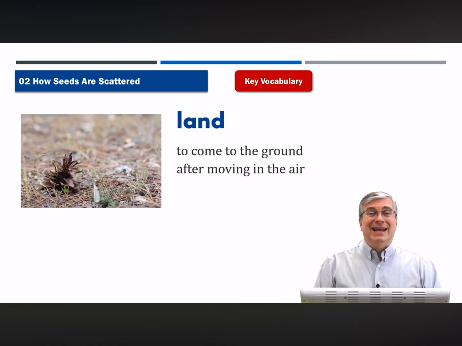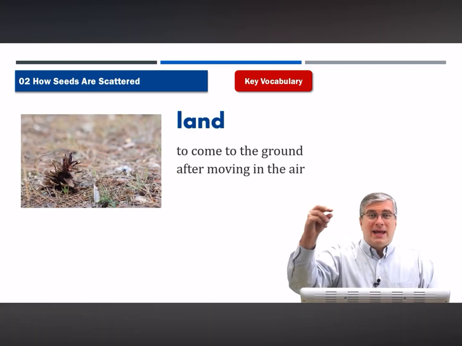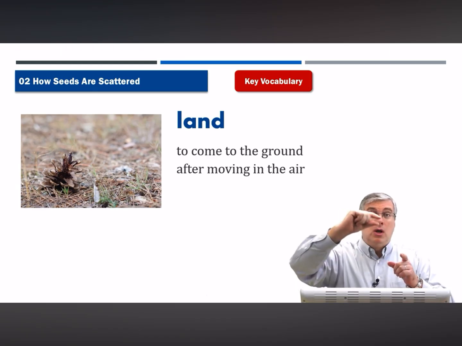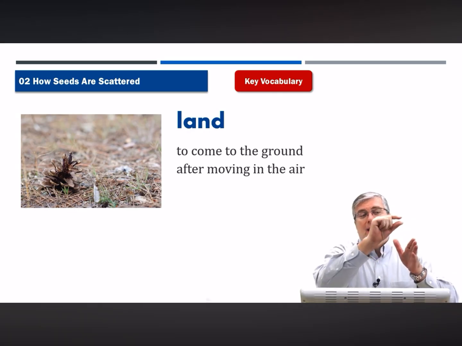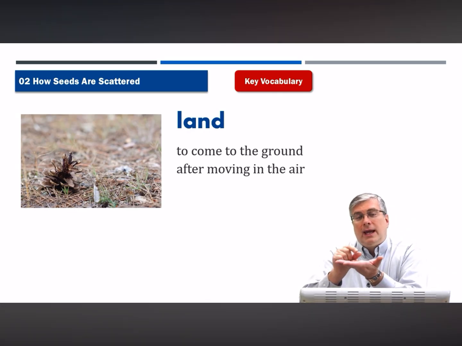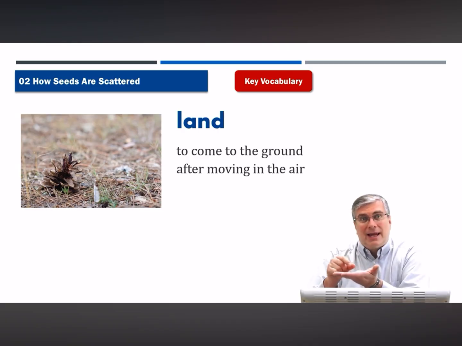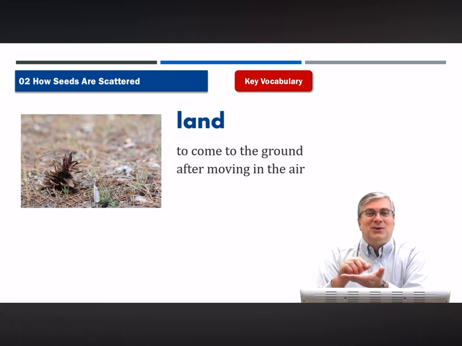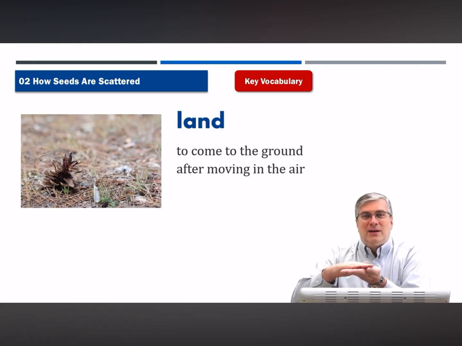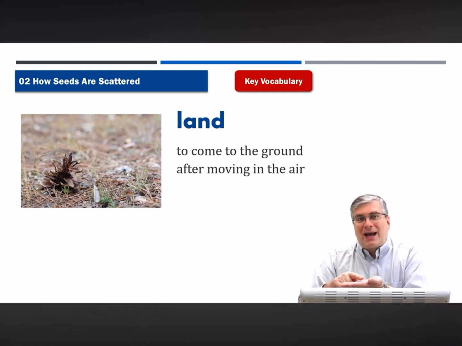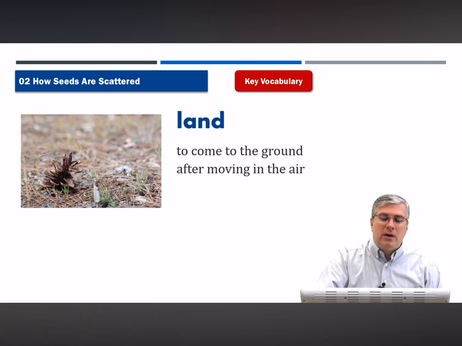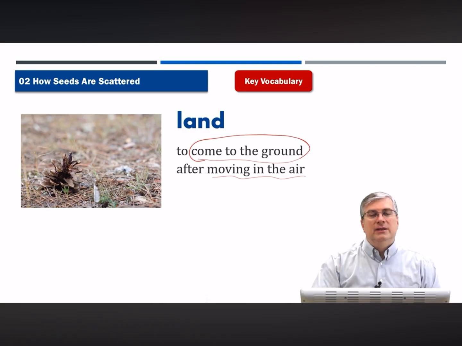Next word is land. Now, if something is flying in the air, like a dandelion seed that's blowing in the wind, after a while the wind will stop or get weaker, and the dandelion seed will come down and touch back onto land, and then we say that it lands. So land is a noun, right? It's the ground that you stand on, but land is also a verb because we use it to say that something that was flying comes back to the ground. So to come to the ground after moving in the air, to land.